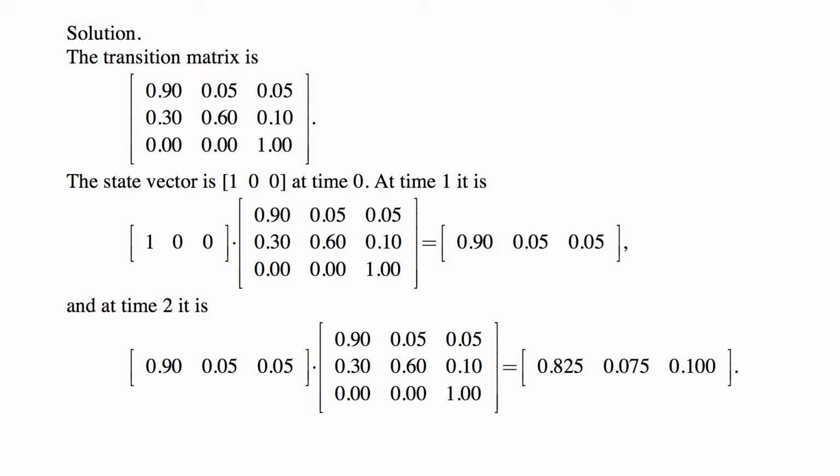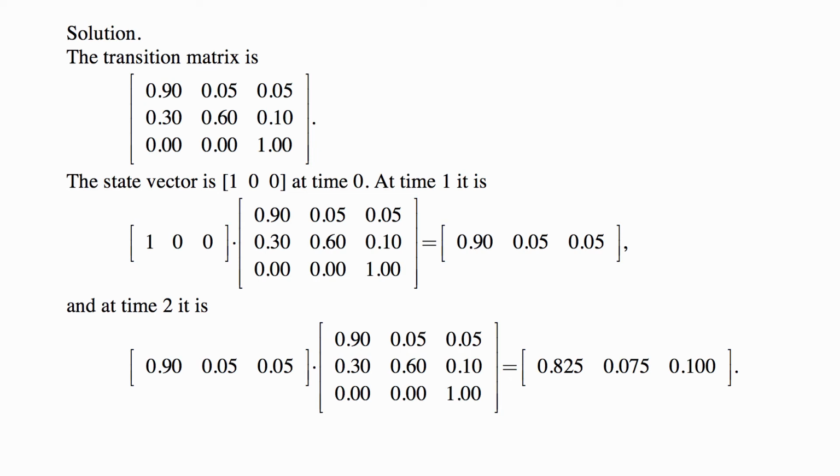At time 1, you get that state vector by simply multiplying the state vector at time 0 times the transition matrix, which amounts to multiplying that row vector 1, 0, 0 by the first column. So 1 times 0.90 plus 0 times 0.30 plus 0 times 0 to get 0.90 as the first entry in the state vector for time 1. And then for second column, 1 times 0.05, 0 times 0.06, 0 times 0, so that's 0.05. And then the third column, 1 times 0.05, 0 times 0.10, and 0 times 1, that gives us 0.05. That's the third entry in the state vector at time 1. So these are the probabilities of being in various states at time 1 for this person: 0.90, 0.05, 0.05.